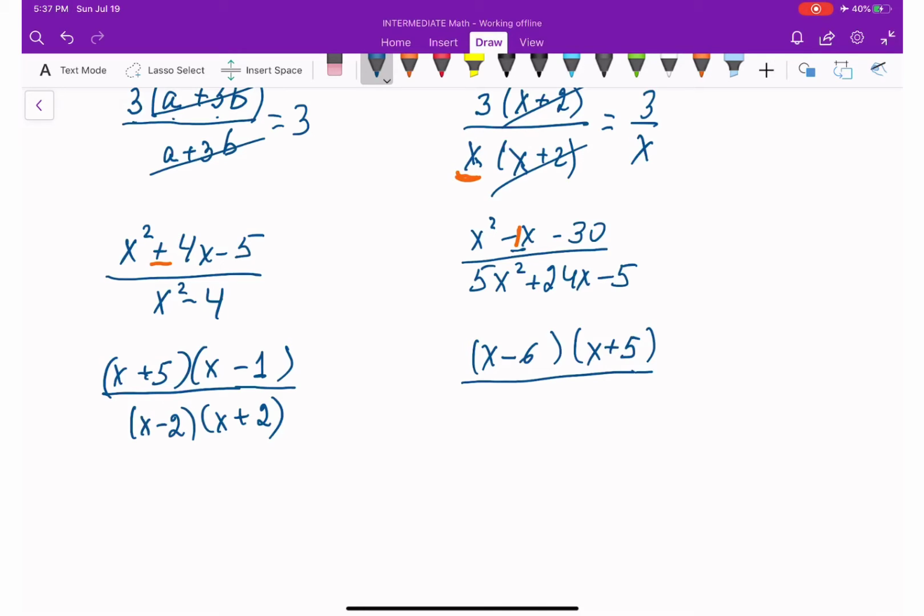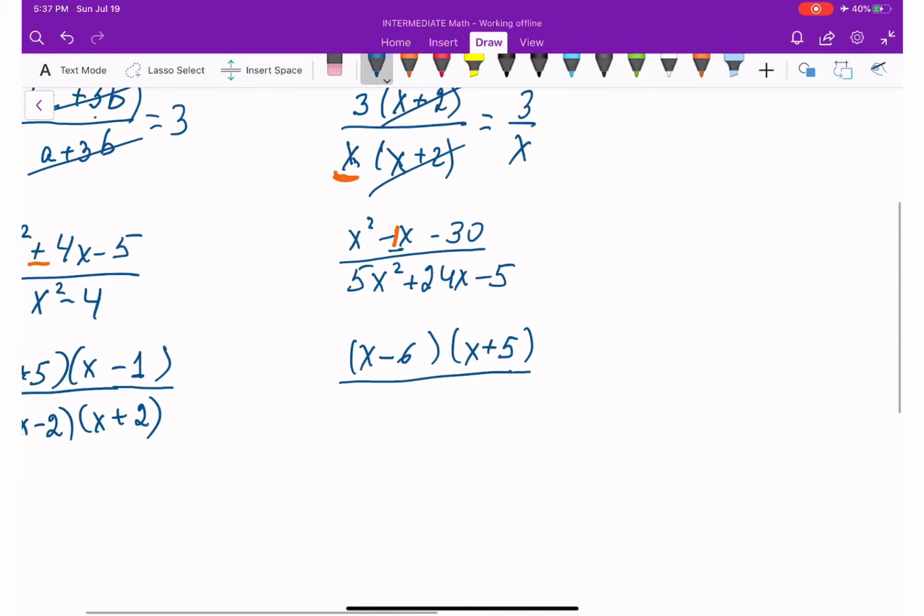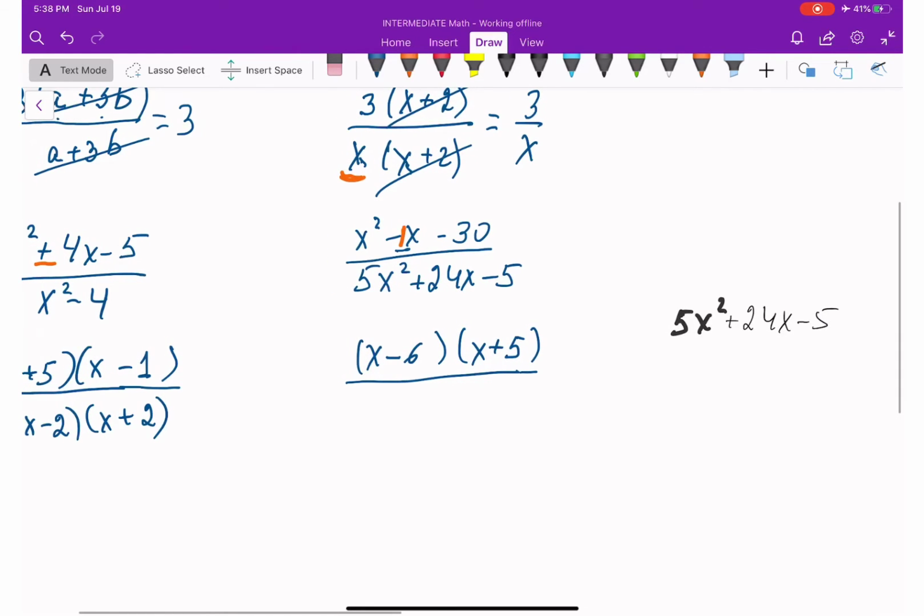Okay? Now, the second one, 5x squared plus 24x minus 5. You can also find a video for factoring the format ax squared plus bx plus c. But at the same time, now we will do practicing here. Okay, let's see what we can do. 5x squared plus 24x and minus 5. Okay?